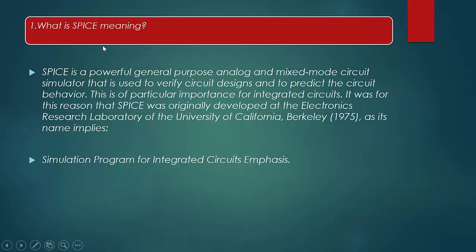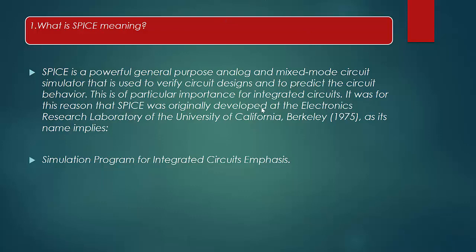The first one: what is the meaning of SPICE? SPICE is a powerful general-purpose analog and mixed-mode circuit simulator that is used to verify circuit designs and to predict the circuit behavior. This is of particular importance for integrated circuits. It was for this reason that SPICE was originally developed at the Electronics Research Laboratory of the University of California, Berkeley, in 1975. The name stands for Simulation Program for Integrated Circuits Emphasis. This is the explanation of SPICE.